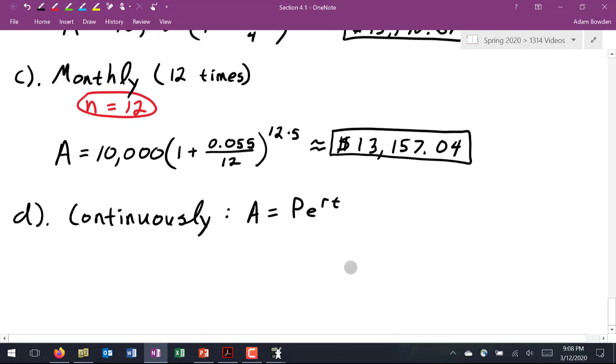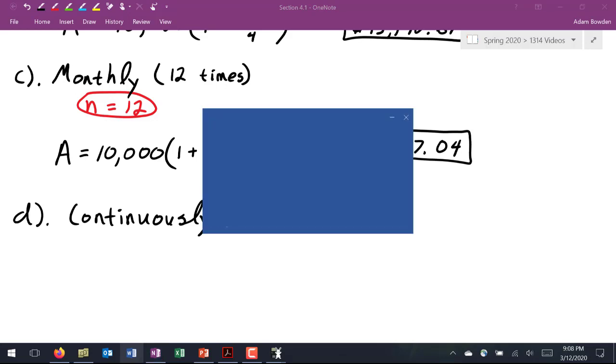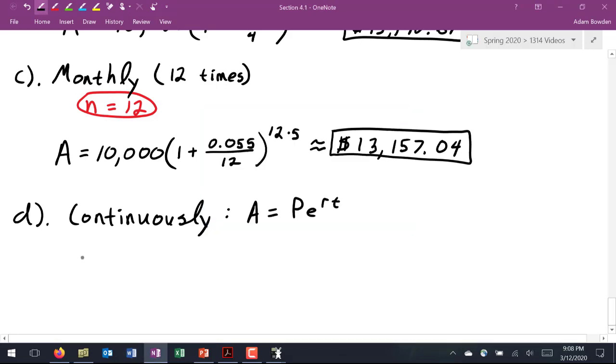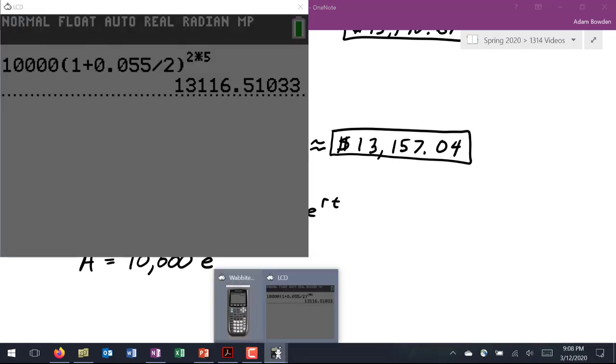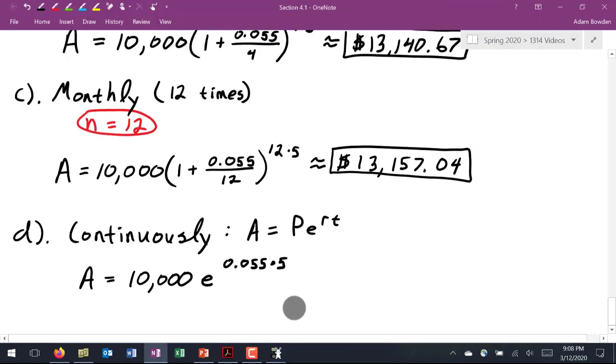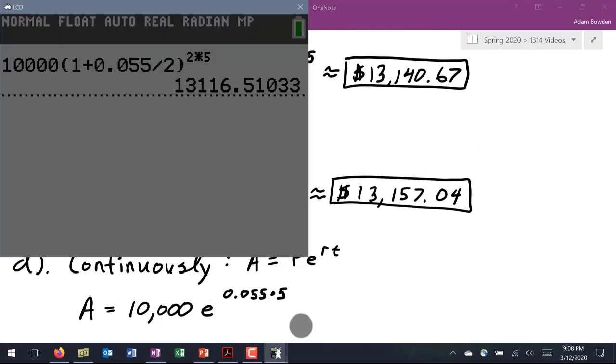A equals P e to the RT. So in this case, all we'll have to do is plug in for P, 10,000, then E raised to the R times T power. So it'll look something like this. Now let me show you all how to calculate this with the E and all that stuff going on.